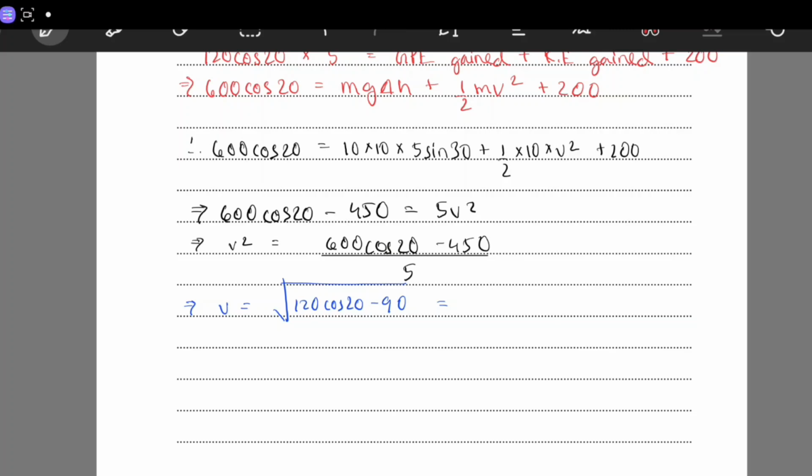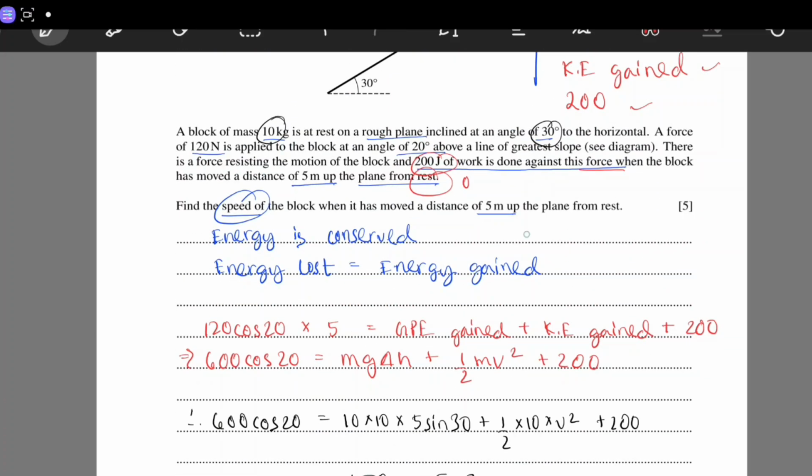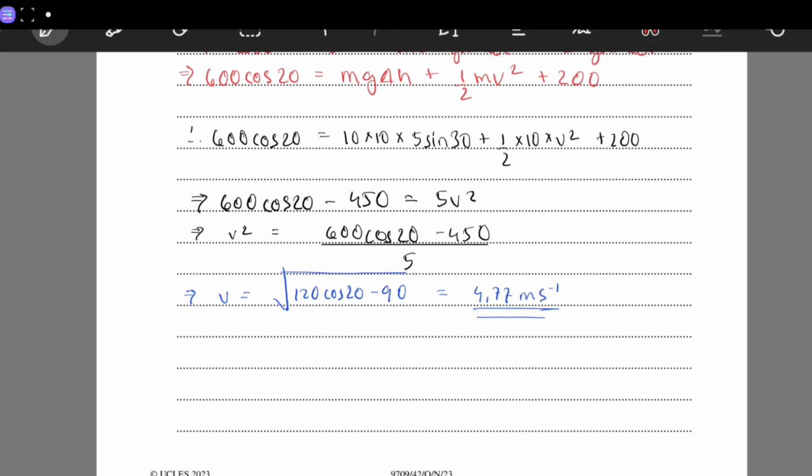Now just finding the value, 120 cos 20 minus 90. So the answer is 4.77 meters per second. This is the speed when the block has moved 5 meters up the plane.